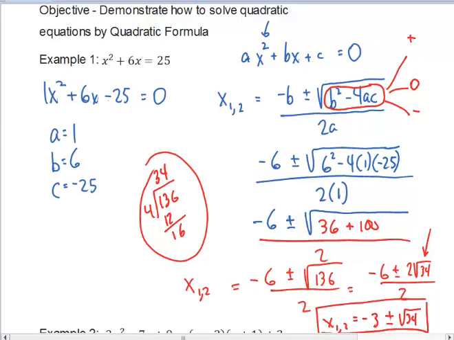Hopefully, this helps you understand how to use the quadratic formula to solve a quadratic equation.